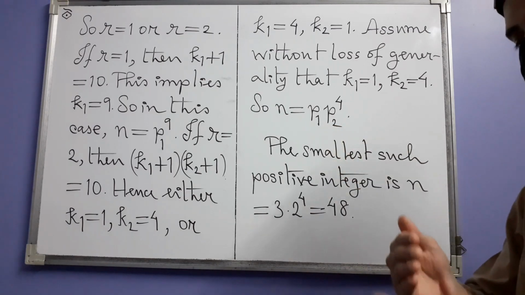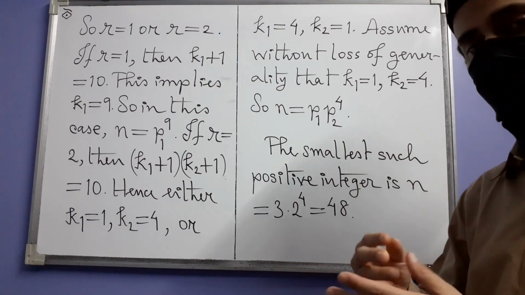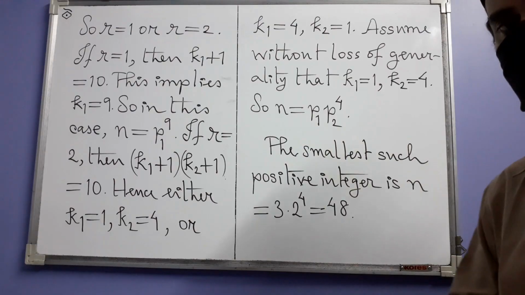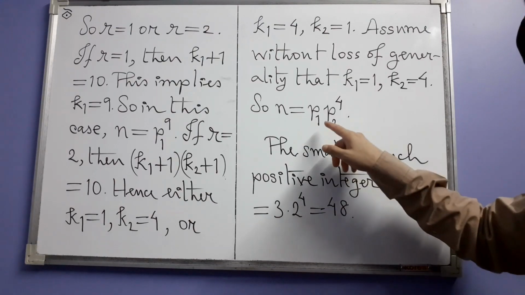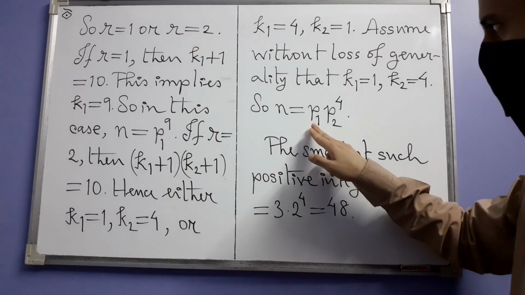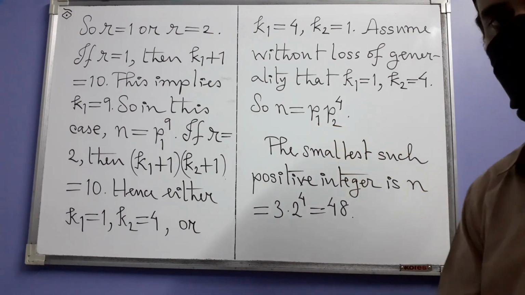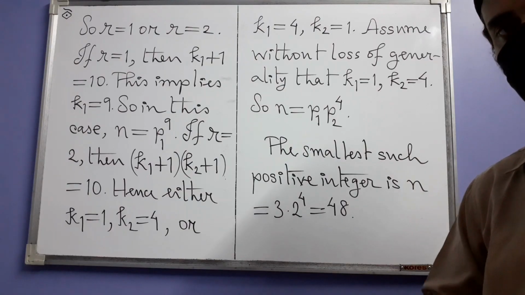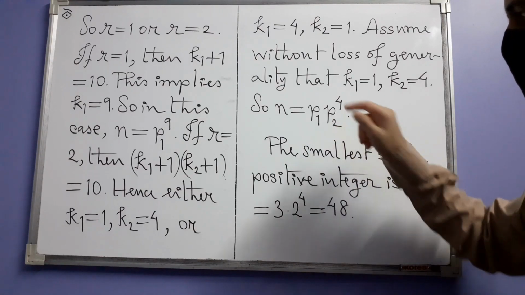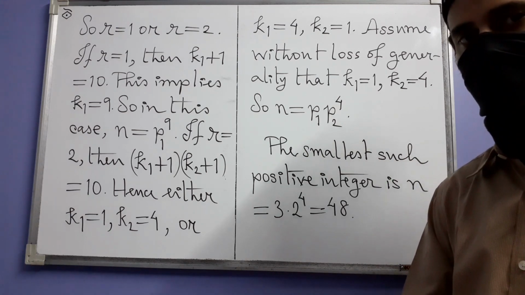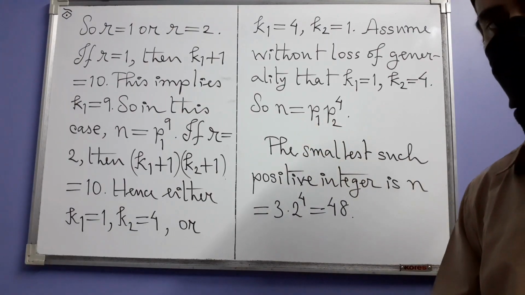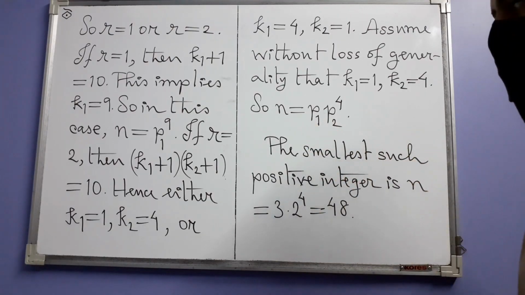In this case also we want to choose P1 and P2 as small as we can, keeping in mind, however, that they are distinct primes. So you have only two choices now. Either you choose P1 equal to 2 and P2 equal to 3, or you choose P1 equal to 3 and P2 equal to 2. If you take 3 here, 3 to the power 4 is 81. Already you are getting 81, and that you will multiply by 2, you will get a bigger number.